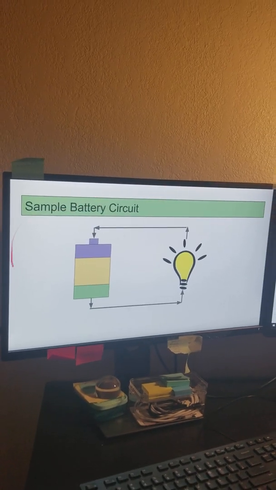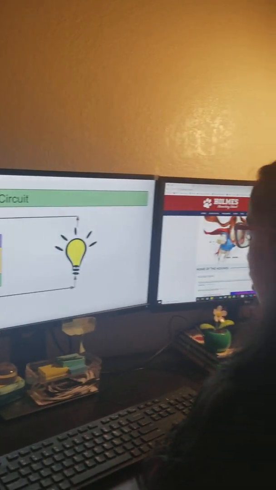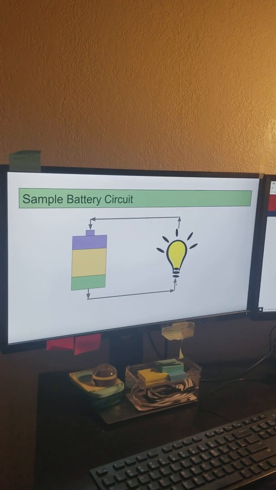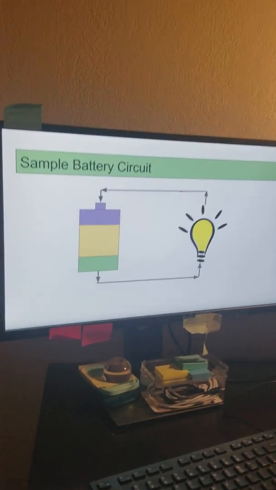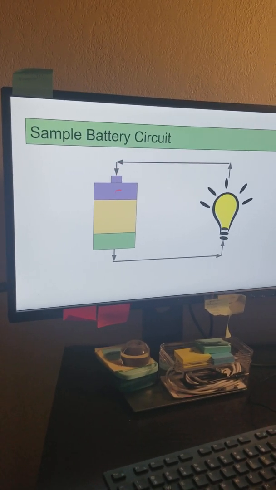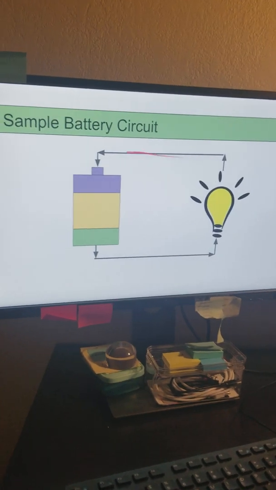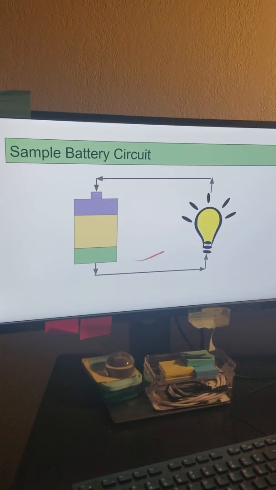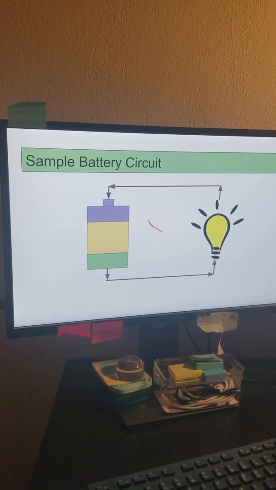Here is a sample battery circuit. Imagine this is an electron. When it goes through the path in the circuit, it goes through this light bulb and it lights up. Then it travels all the way to the cathode. Then there are more and more which travel to the cathode. They never travel back though. After all of them are done traveling, that's when a battery dies.